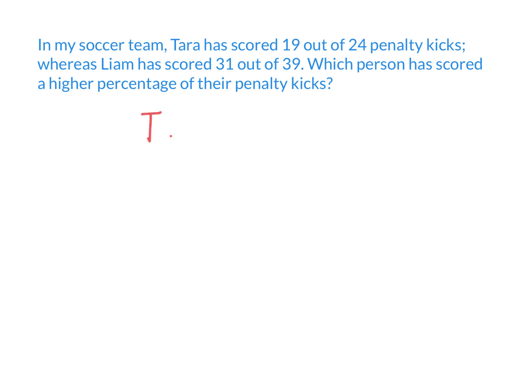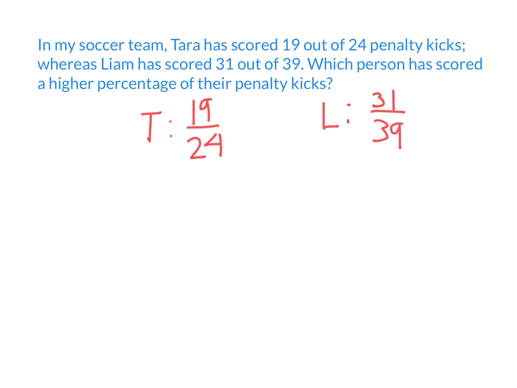See, Tara scored 19 out of 24, which we can write as 19 over 24. That's the fraction of penalty kicks she scored, whereas Liam was 31 over 39. Now, it's actually very difficult without a calculator to compare these two fractions. It's hard to see which of these fractions is larger because they have a different numerator and a different denominator. They're going to be very close in value, but if we convert each of them to a percentage, then we can easily compare them because percentages have denominator 100. It's very easy to compare fractions with the same denominator. So let's convert each to a percentage.